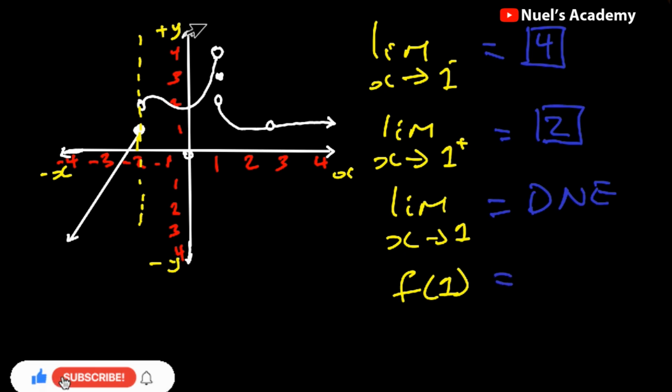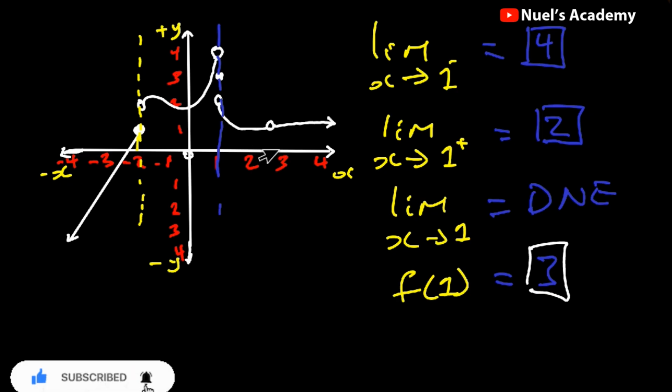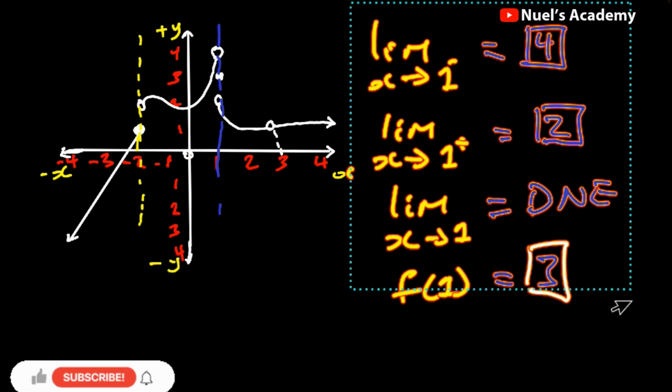Now for f of 1, we trace this point which is at 1, then pick the y value that corresponds to a closed dot. In this case the answer is equal to 3. So f of 1 is equal to 3. And this is it for this one. Finally, let's concentrate on this hole here. Sorry, this hole is meant to be at 3. Sorry for that. Let's consider that one.